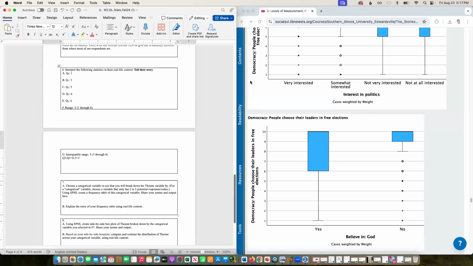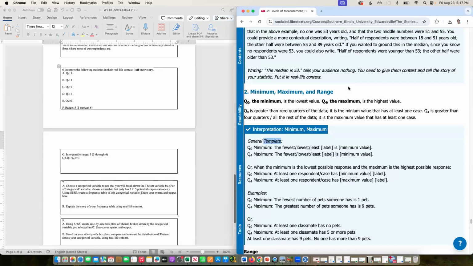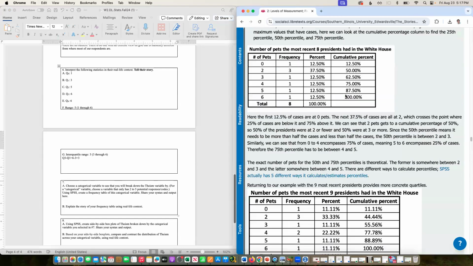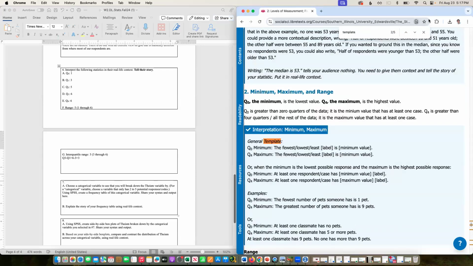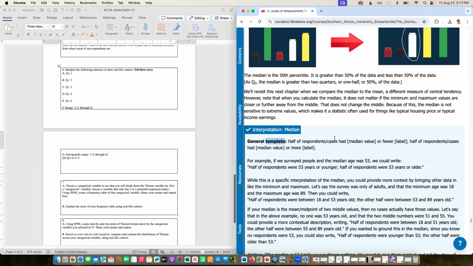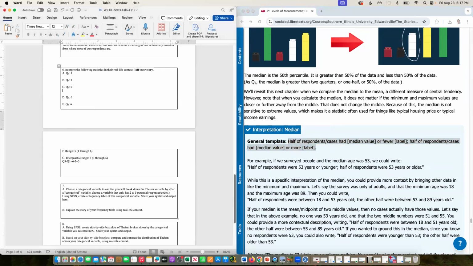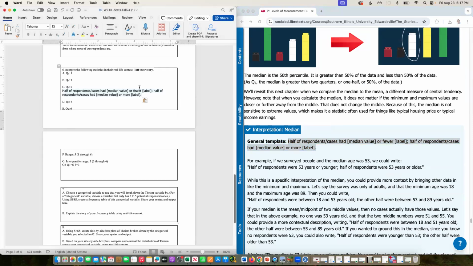And to do that, I'm going to use the templates that are in the textbook. So let's start with the median one. And here's an example, but I'm going to copy this. And so this is Q2. And so I'm just going to fill in the blanks for this. So the median means that half of cases had 5 or fewer. And then half of the cases had 5 or more.